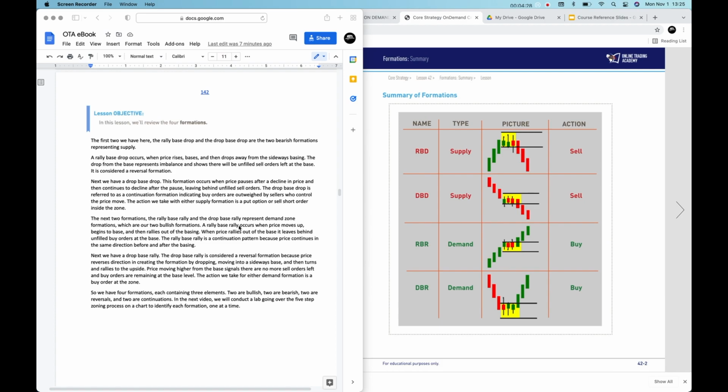Now, in the next video, we're going to go through a lab going through the 5-step zoning process on a chart in order to identify each formation, one formation at a time.